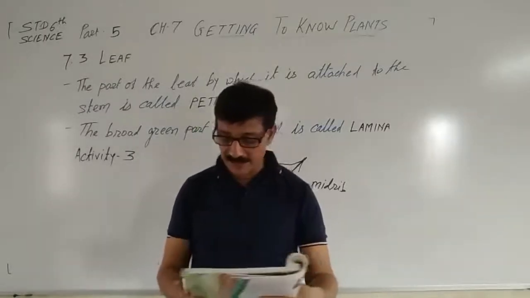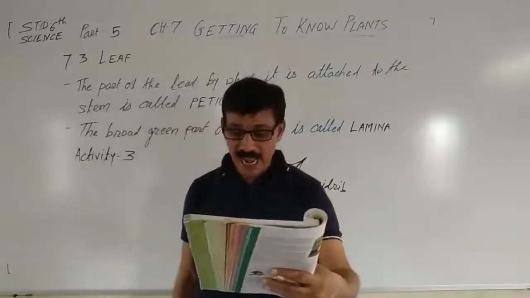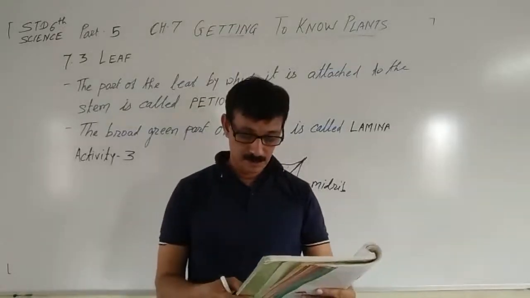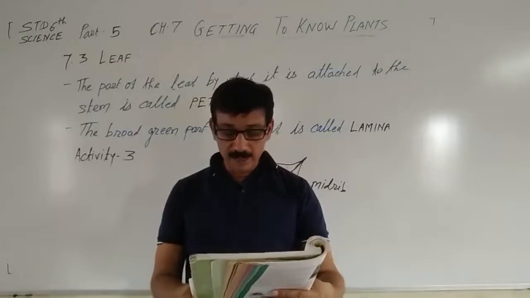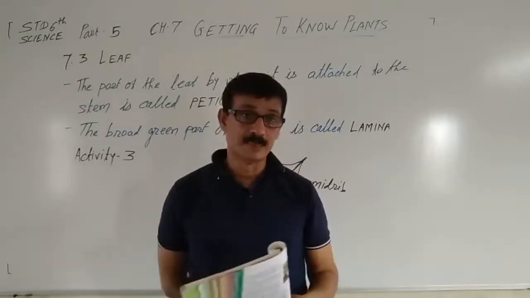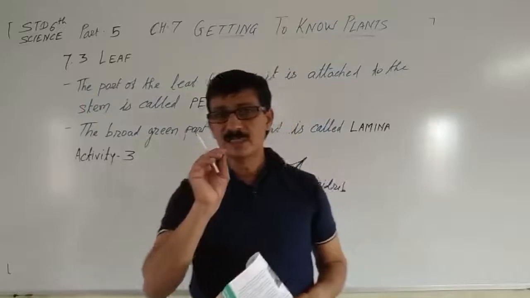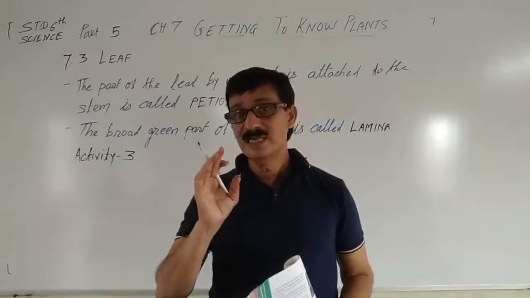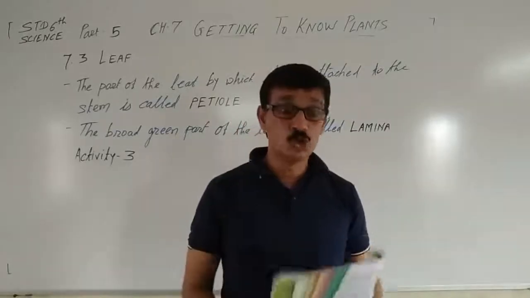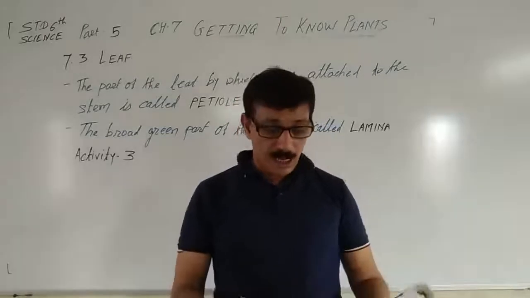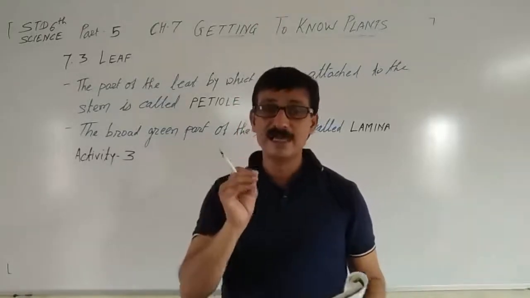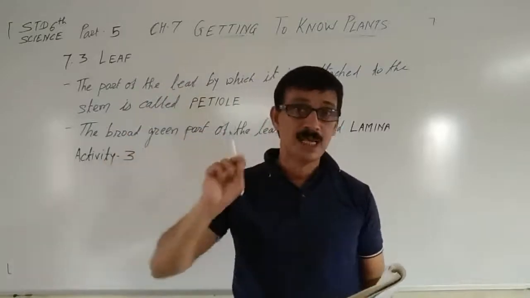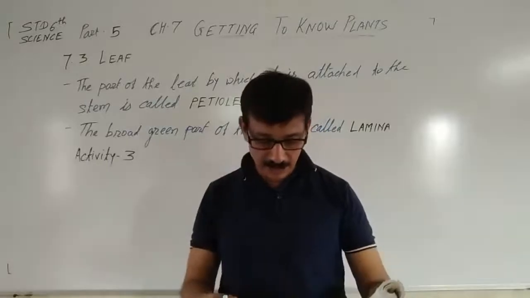What is parallel venation? In the leaves of grass, you might have seen that the veins are parallel to one another. This is parallel venation. Now let me tell you, have you ever seen the leaf of a banana plant? Have you ever seen the leaf of a sugarcane plant? If you have, then you will find that there are parallel veins, and that is known as parallel venation.